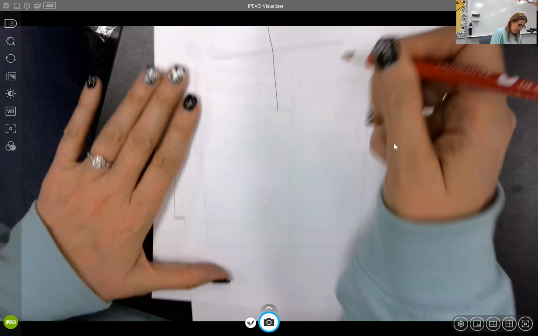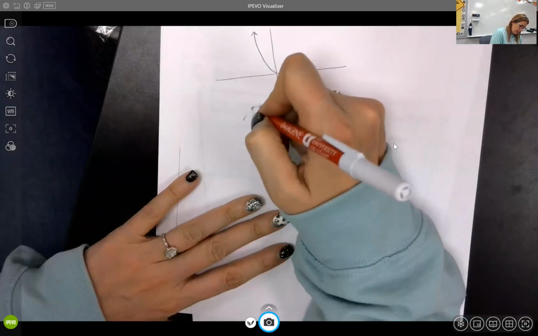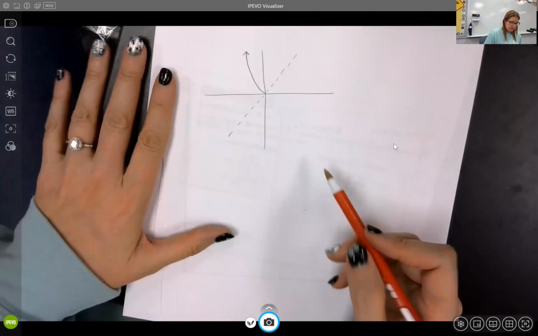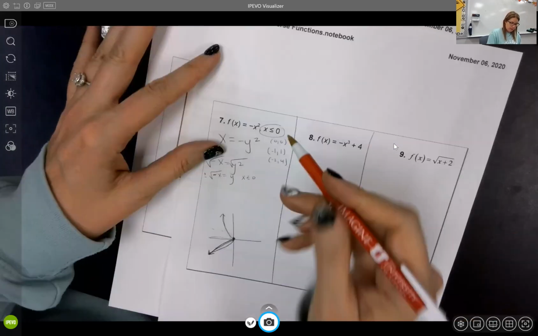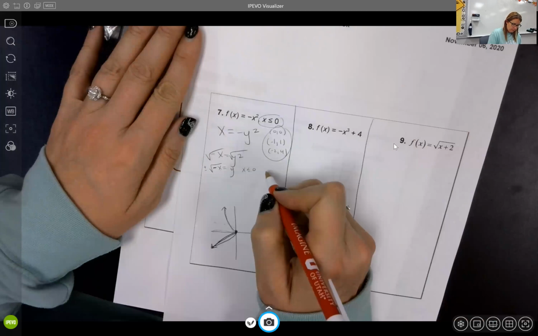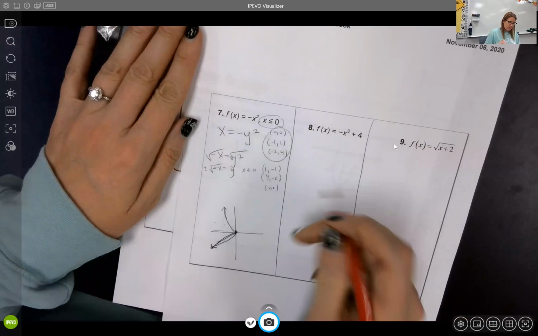Okay, so I've got this that's like that. And then we have this line that comes in like this. So if I think about how this is going to reflect, it's going to work to use these points and do the opposite, right? So I'm going to do 1, negative 1, 4, negative 2, and 0, 0. So let's go do those.